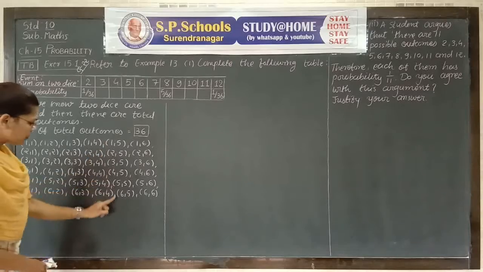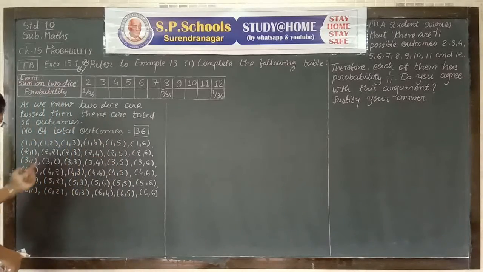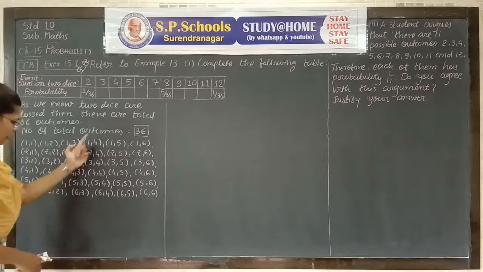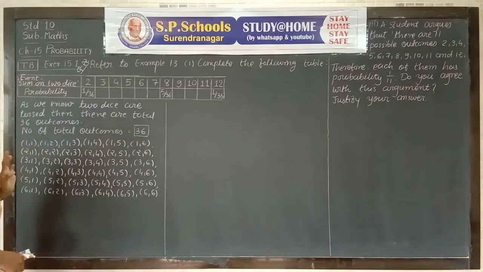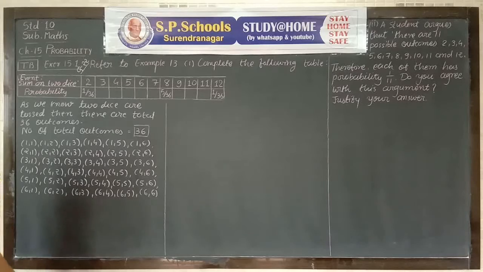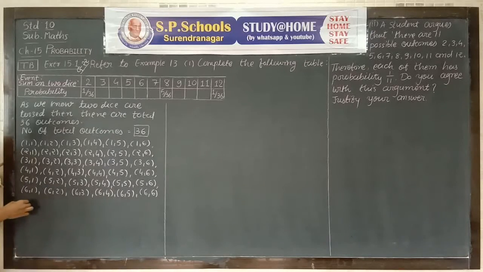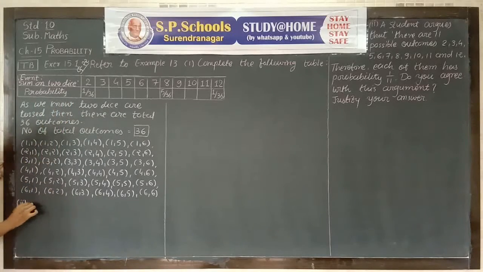In these outcomes, the first number represents the number on the first dice and the second number represents the number on the second dice. Now the first probability is given. We need to find from the second number. So first of all, we have to assume one event.